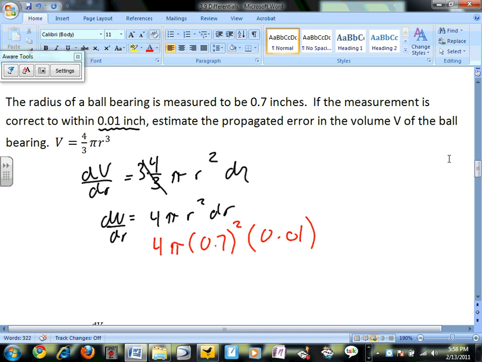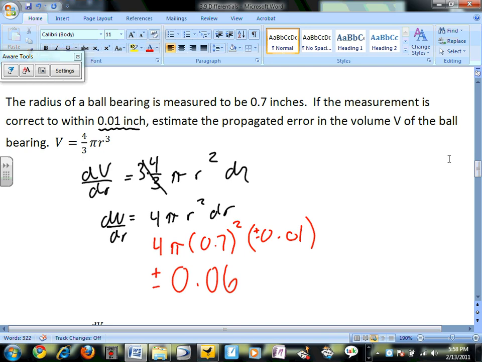When I type this into my calculator, I get a propagated error of 0.06158 inches cubed. So essentially 0.06 inches cubed, and we can go plus or minus. It could be bigger than that, or it could be smaller than that. I should have had a plus or minus here, because it could differ in between a negative and positive value, bigger or smaller, any range.